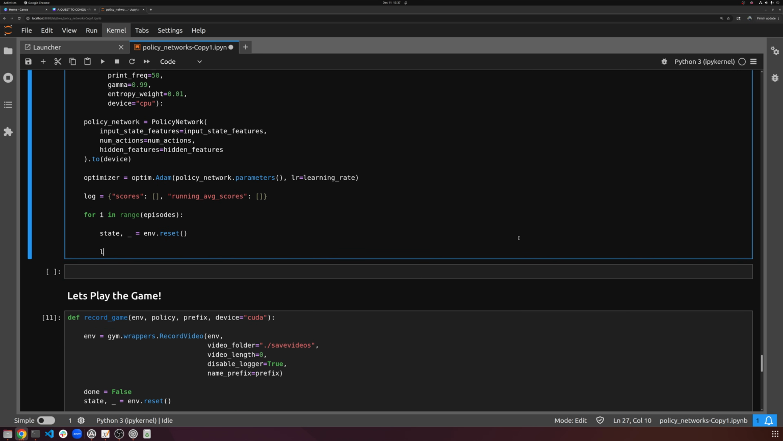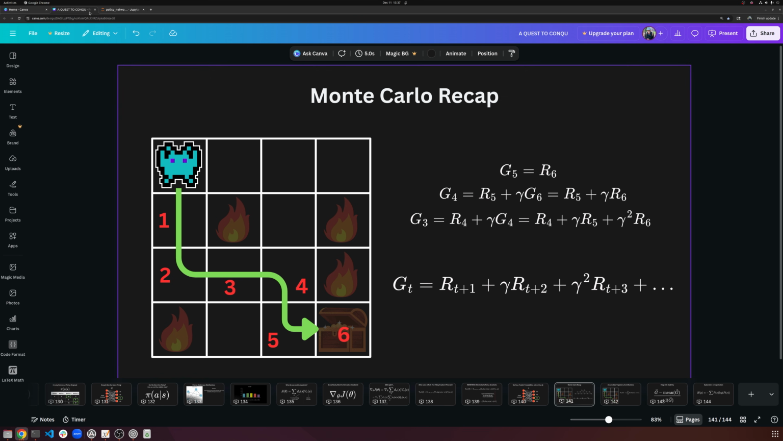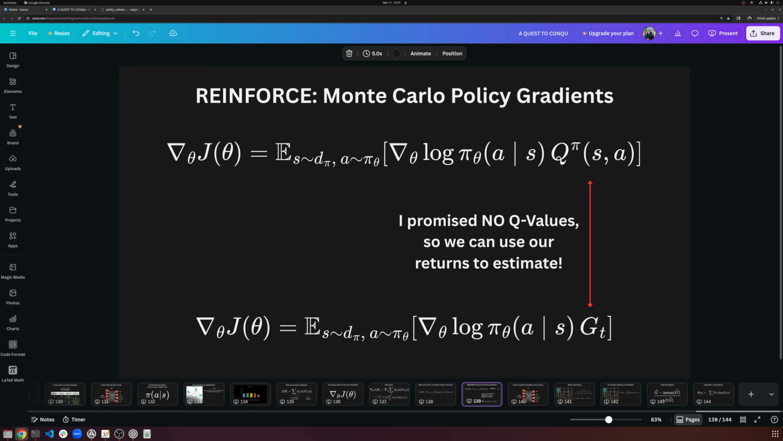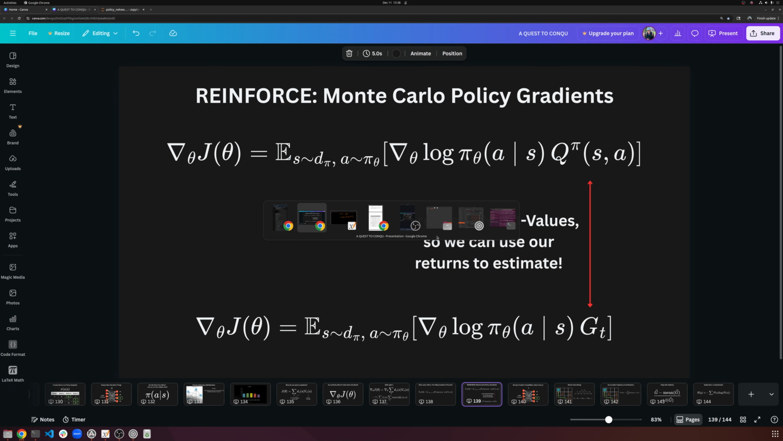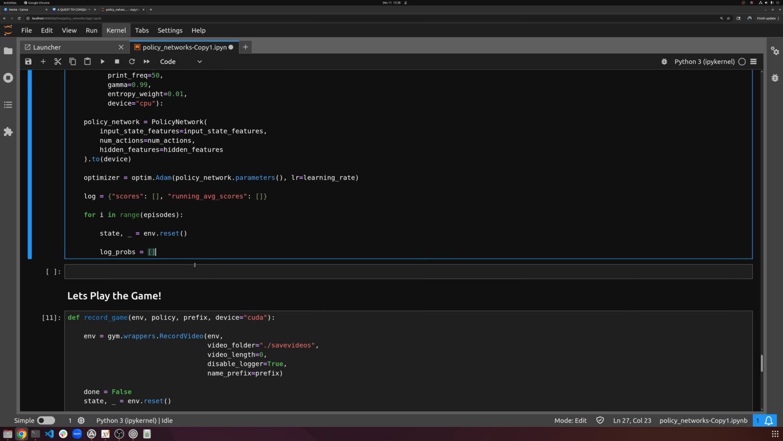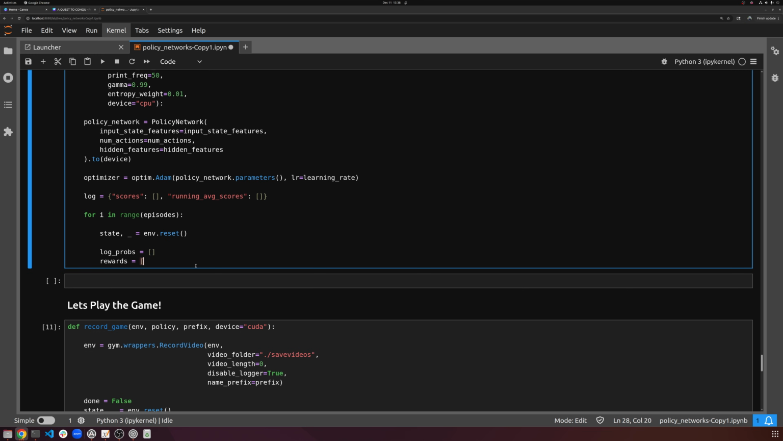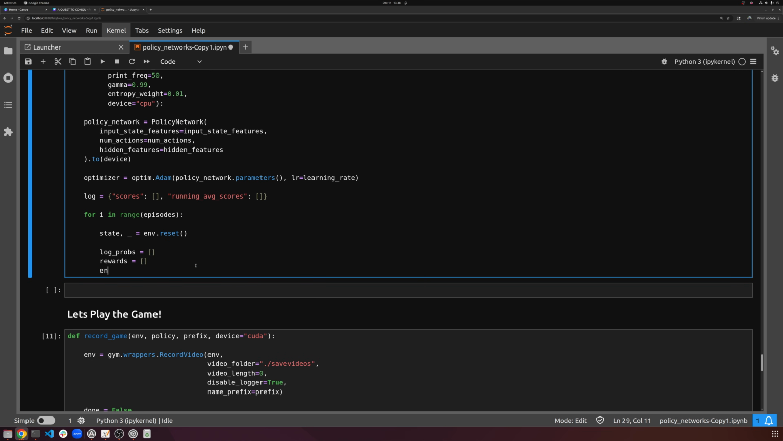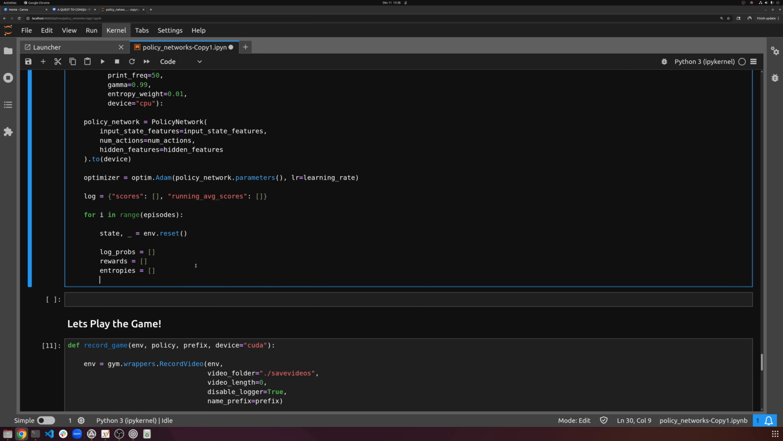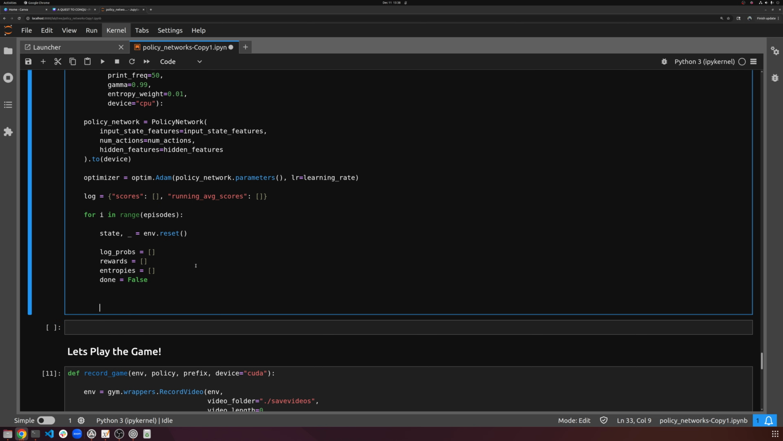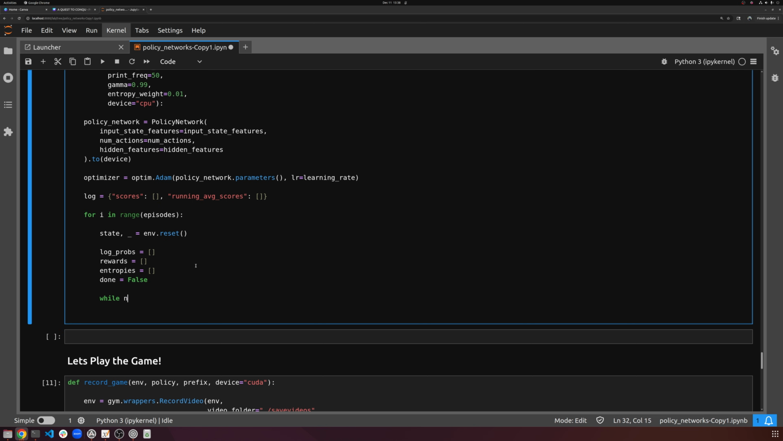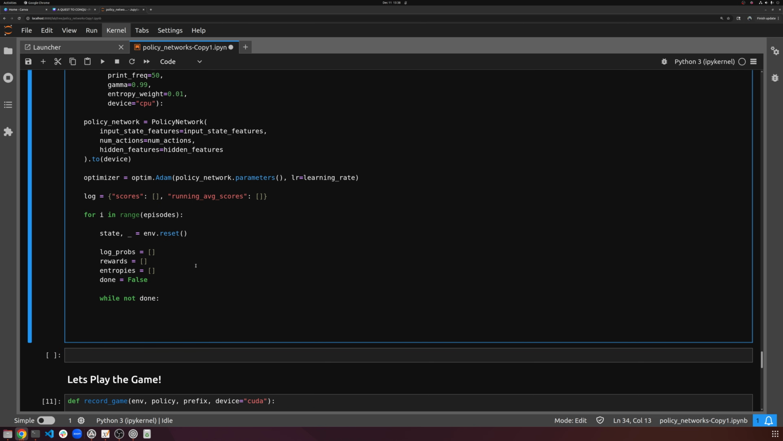Now that we start that, we're going to store a bunch of stuff. We have our log probabilities. Why are we doing log probabilities? It's because, remember our loss function right here, log probabilities, right? Because policy is probability, so we want log probabilities just for simplicity. We're going to have our rewards as an empty list. Our entropies is an empty list, and done is false, so we can tag the end of the game. So we can do while not done.